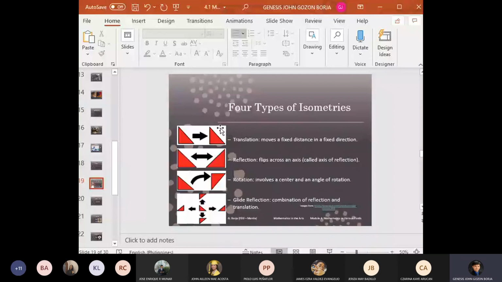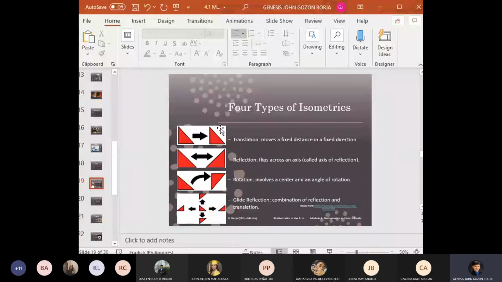No? This is the exact triangle as before. Yun lang, nausod lang siya ng konti. So this is translation, and it also preserves the distance. And then we have the reflection. So sa reflection, no, we just get the mirror image. So ang mahalaga dito, yung axis of reflection.